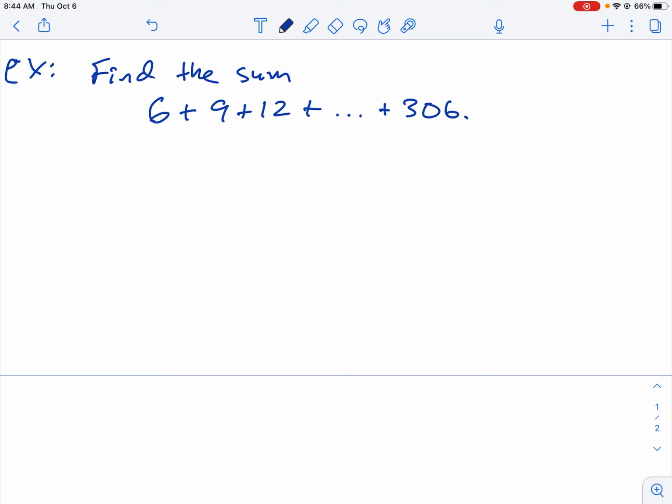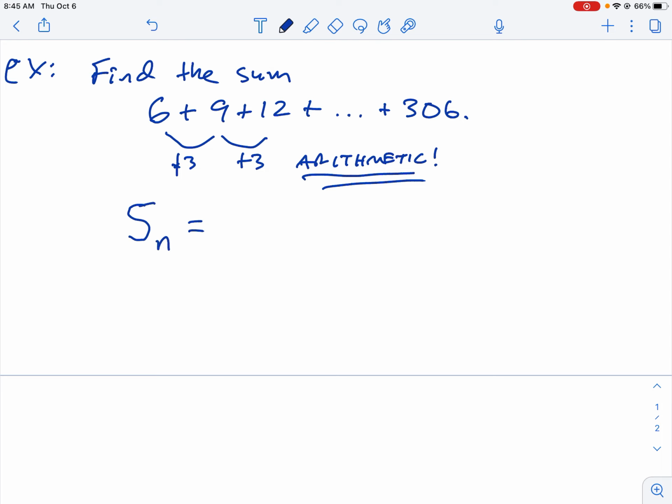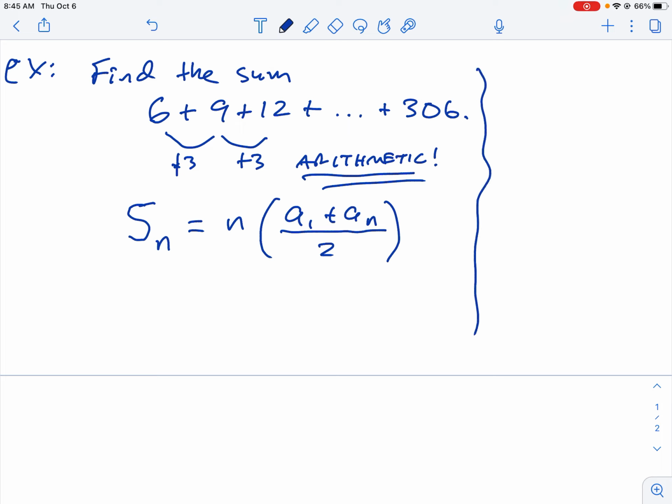First of all, do you guys see that it's going up by 3s every time? Okay, so that's how we know that this is arithmetic. So that means that I should be able to use the formula S sub n equals n times the first term plus the last term, all over 2. Okay, the problem is one of those things I don't quite know. So here's my side work.